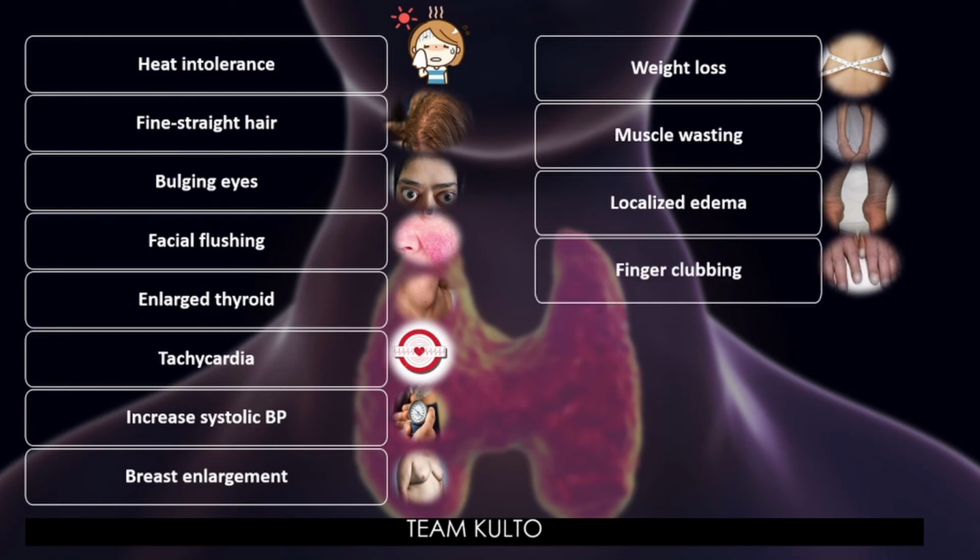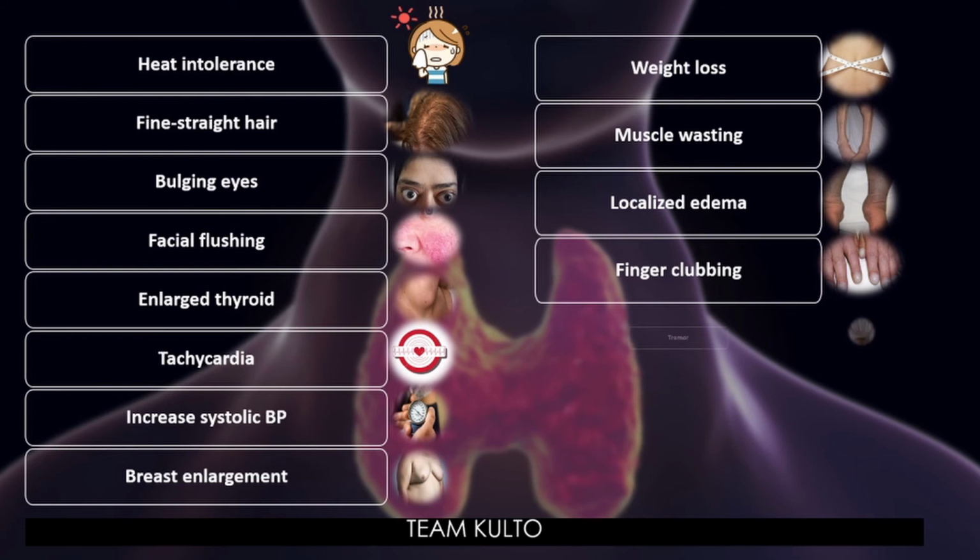Finger clubbing. You've seen that before. Thyroid acropathy is an extreme manifestation of autoimmune thyroid disease. It presents with digital clubbing, swelling of digits and toes, and periosteal reaction of extremity bones. It is almost always associated with ophthalmopathy and thyroid dermopathy.